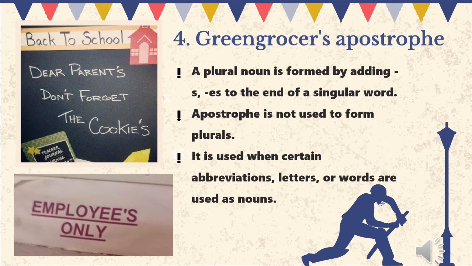What is the greengrocer's apostrophe? Greengrocer's apostrophe is an informal term in British English for the non-standard use of an apostrophe before the final S in the plural form of a word. A plural form is formed by adding S or ES to the end of a singular word. An apostrophe is not used to form plurals. It is used when certain abbreviations, letters, or words are used as nouns.